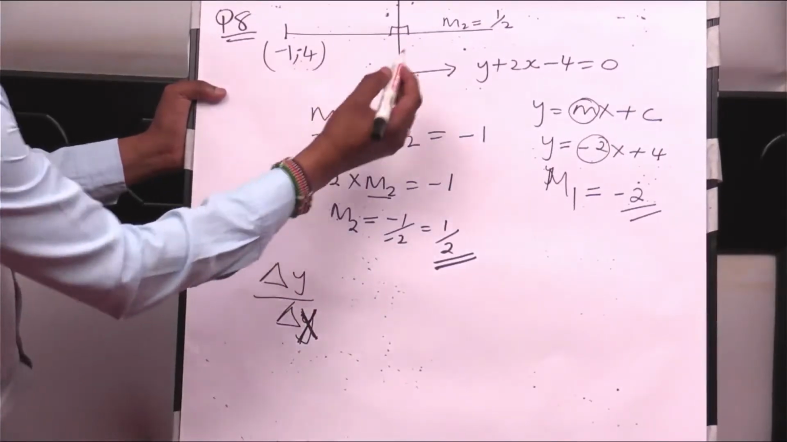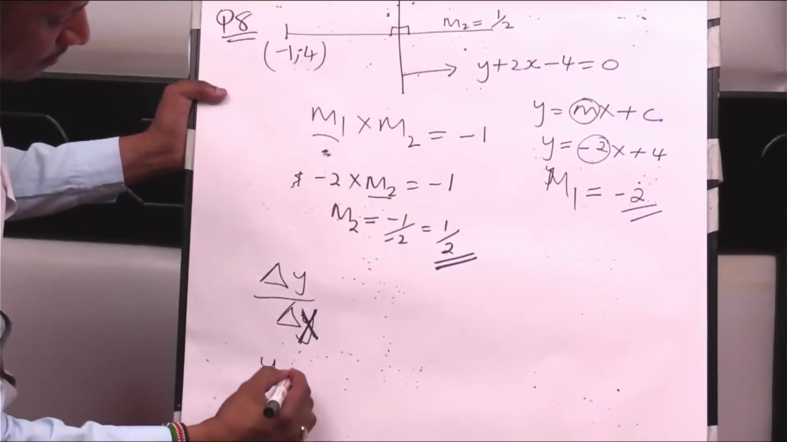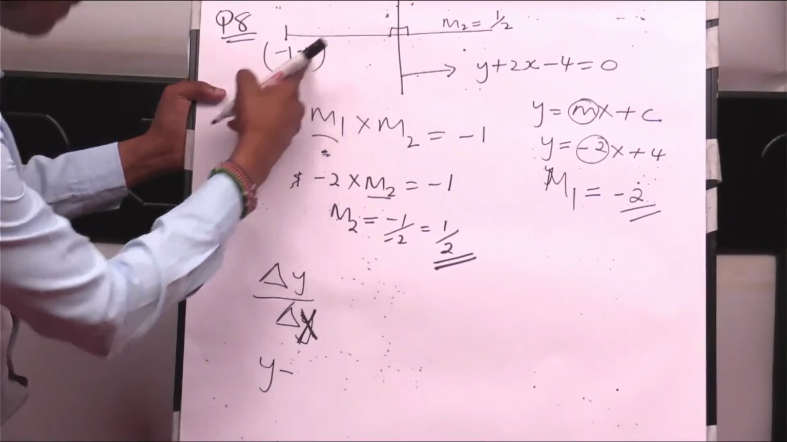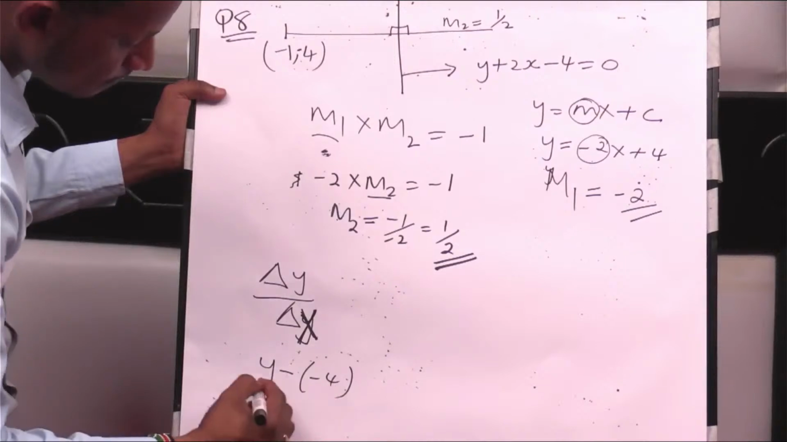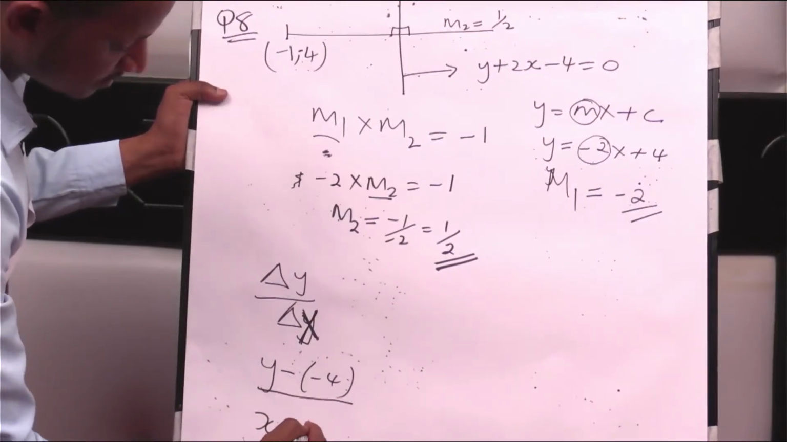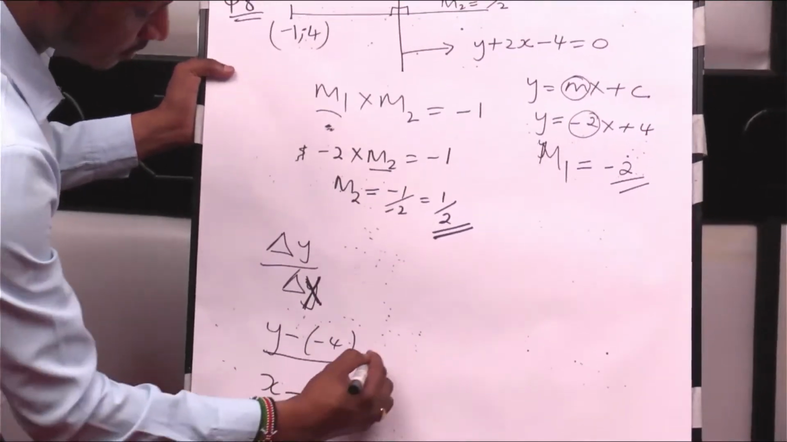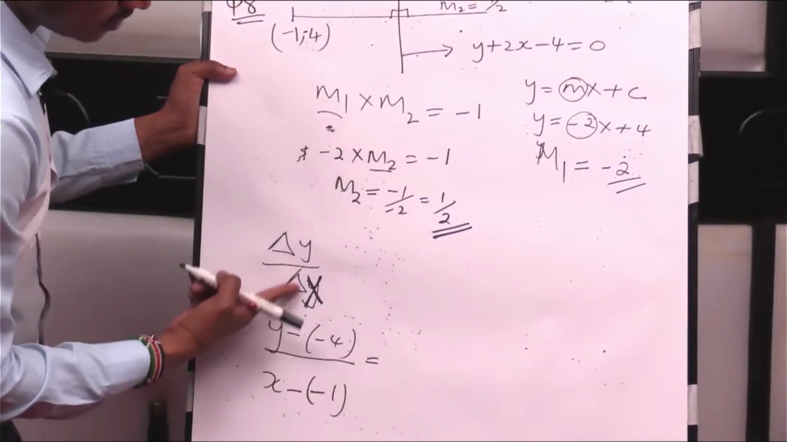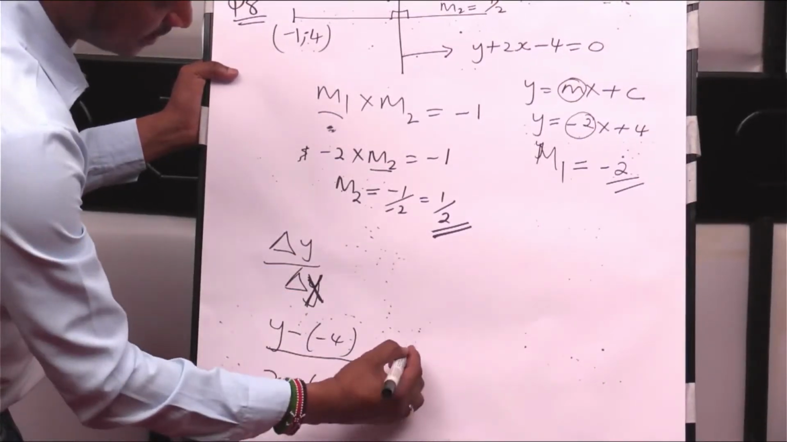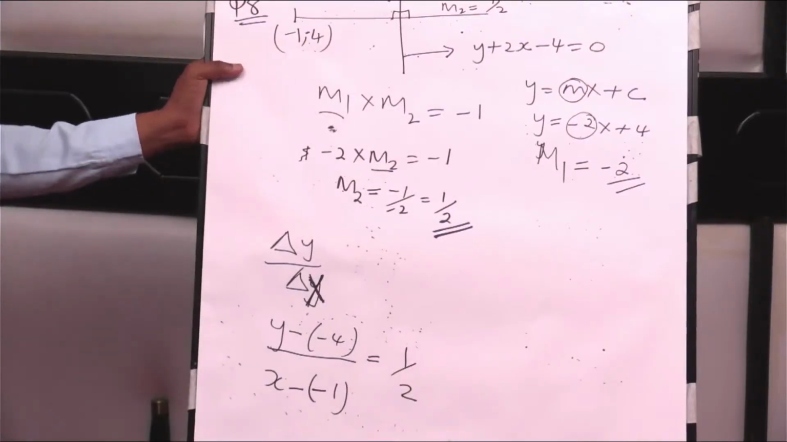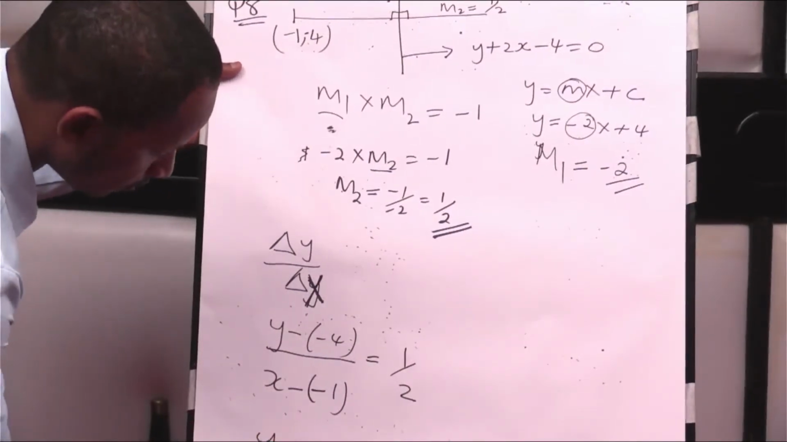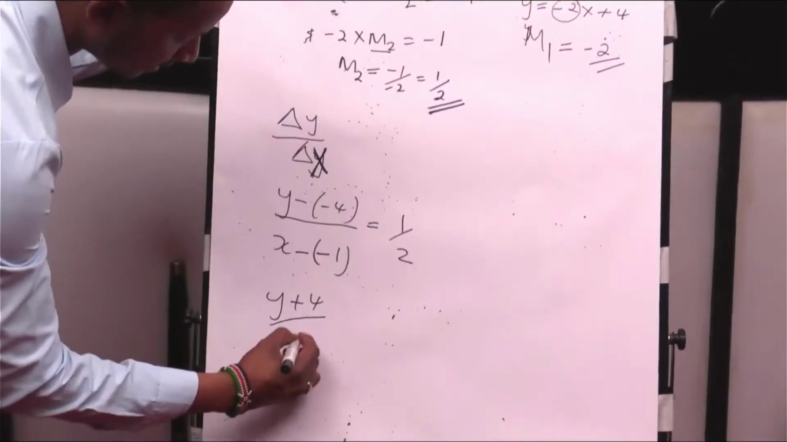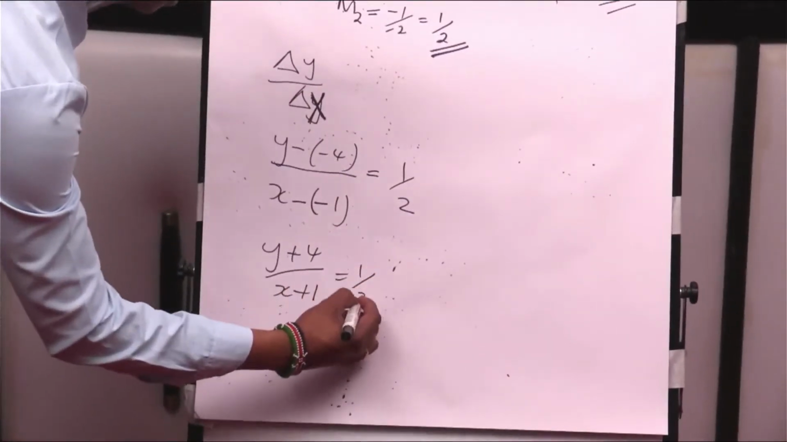So what is the change in y? It becomes y minus 4, y minus minus 4, over x minus minus 1. Change in y over change in x is the gradient, but our gradient is a half. So when you open up, this becomes y plus 4 over x plus 1 equals a half.